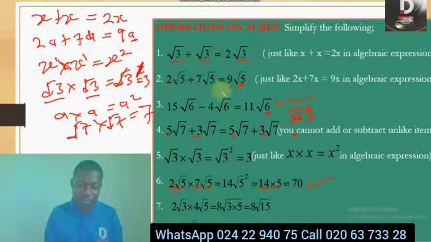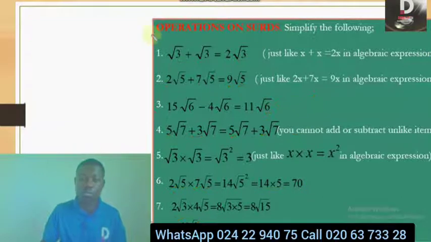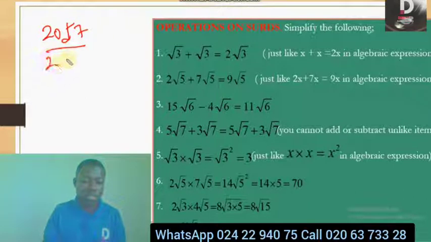With division, similar. 5 can cancel this how many times? Twice. Then root 5 can cancel root 5. So the answer becomes 2. It's not so hard to do. Good. Remember, if you have something like, let's say, 20 root 7 divided by, let's say, 2 root 3.